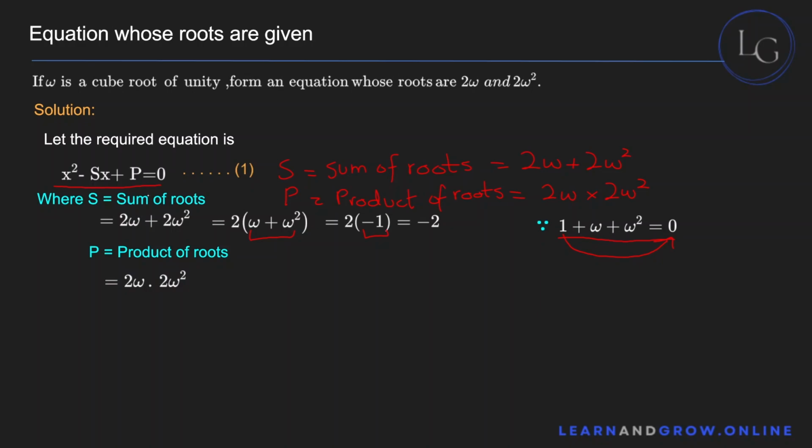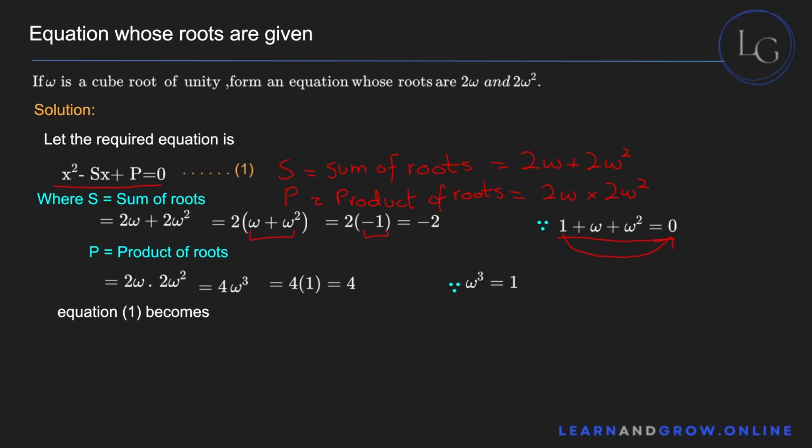Now, the product of roots is 2 omega into 2 omega square, and that becomes 4 omega cube. Now, you know already that omega is a cube root of unity. So if you just take the cube of the cube root of 1, which is the cube root of unity, that becomes 1. So this is now 4 into 1, that is equal to 4.